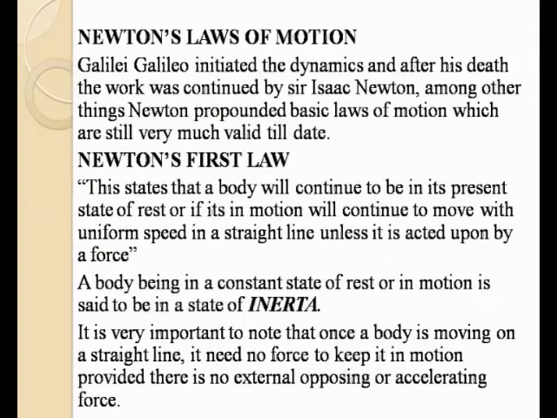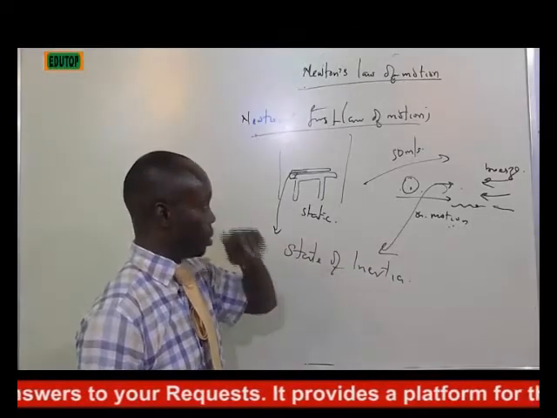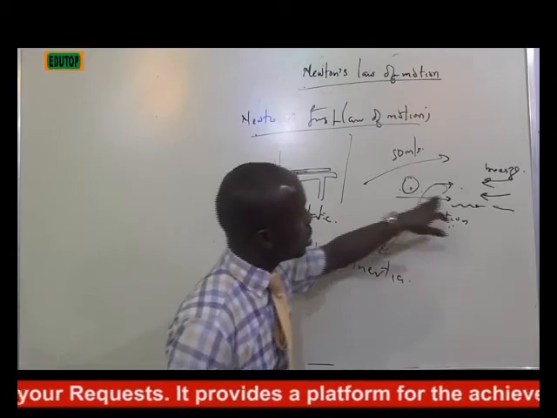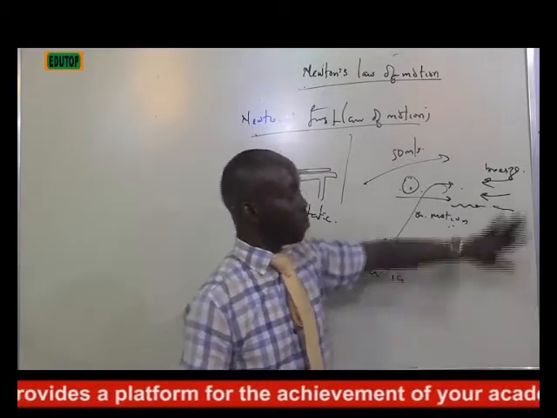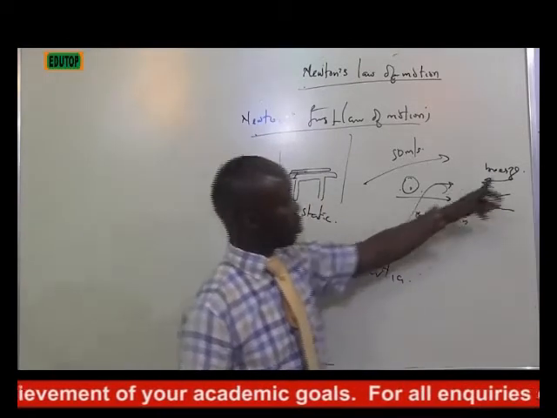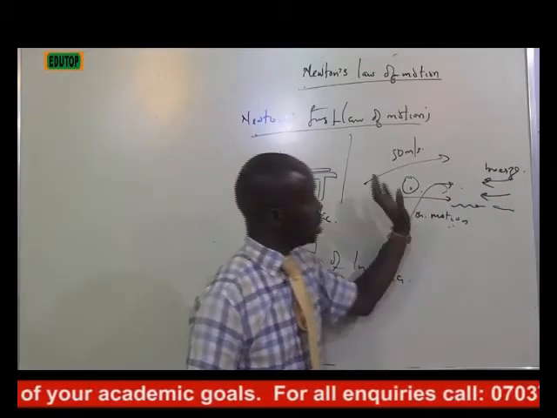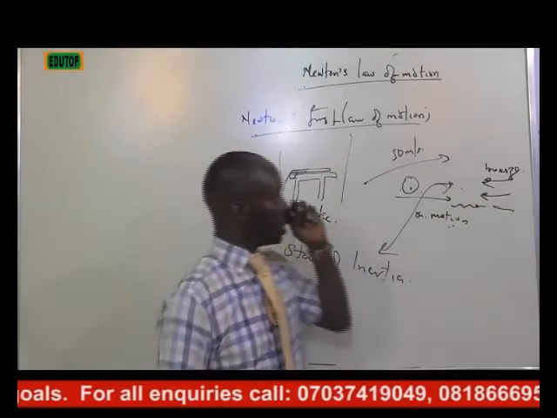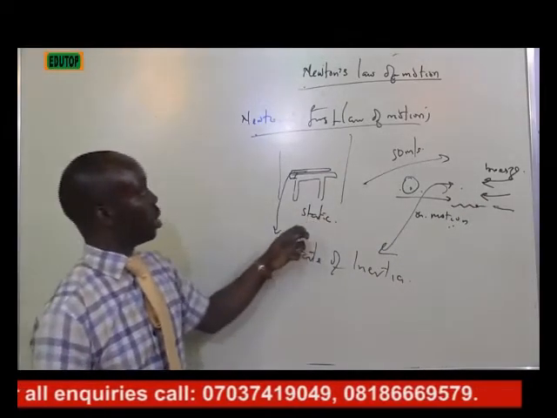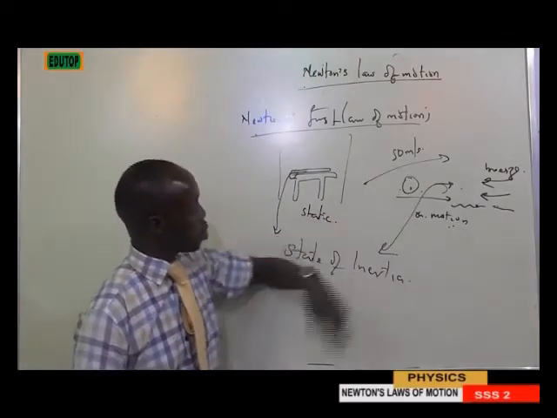Now it is very important to know that once a body is moving in a straight line, it needs no force to keep it in motion, provided there is no external opposing or accelerating force. I already explained it the other time. The body can be moving constantly without stopping if the ground is smooth and there is no application of force from the breeze towards that ball. If those two factors are not there, this ball will continue to move. So those are the two things that will bring an object to a stop when in motion.